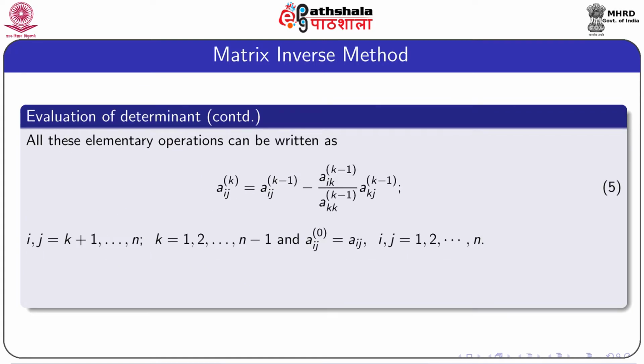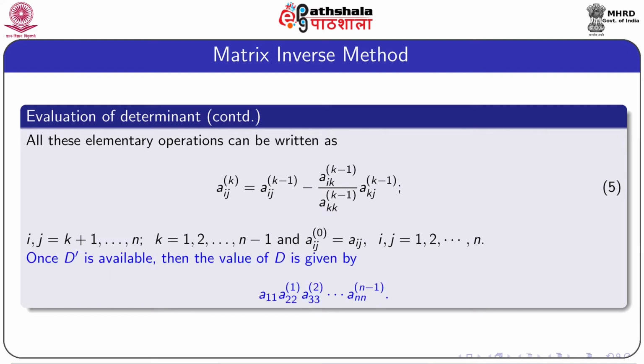All these elementary operations can be written in a compact form as a_ij^(k) equals a_ij^(k-1) minus a_ik^(k-1) into a_kj^(k-1) whole divided by a_kk^(k-1). For this formula, the values of i and j are k plus 1 to n, and the values of k are 1, 2 up to n minus 1, and a_ij^(0) means the original a_ij for all i and j.